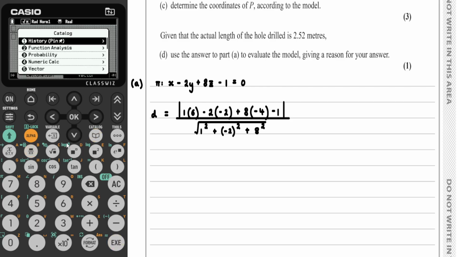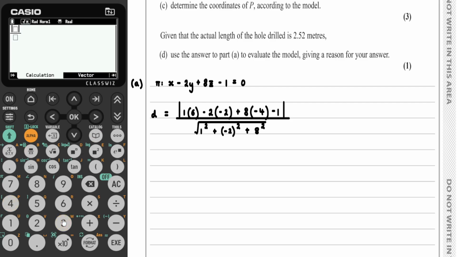If we go to the catalogue, then the fourth option for numeric calc, then the third option for absolute value, we have 1 multiplied by 6 subtract 2 multiplied by -2 plus 8 multiplied by -4 subtract 1 divided by the square root of 1 squared plus -2 squared plus 8 squared.